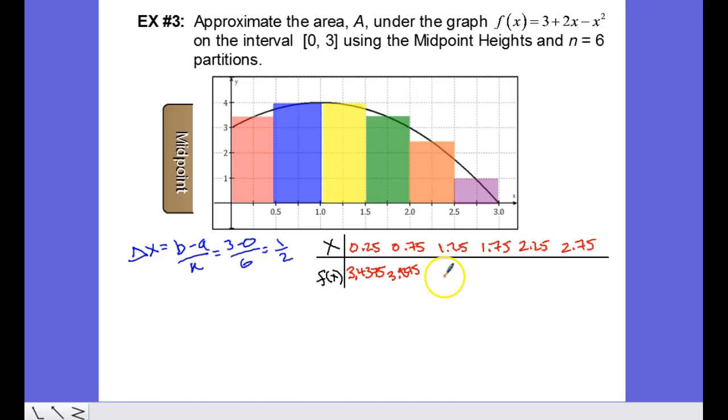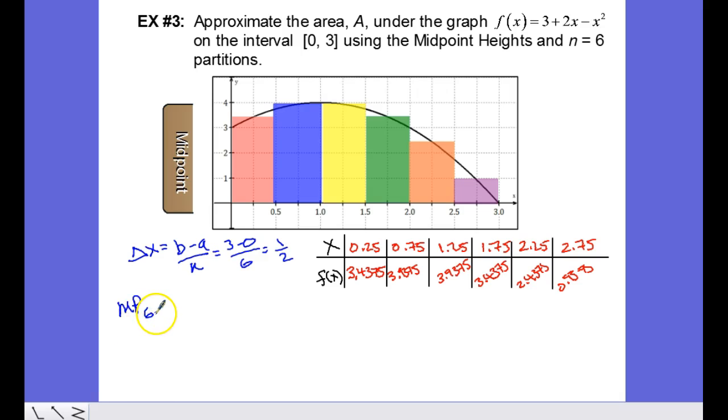So 3.9375, and then the same height again, 3.9375, and then for 1.75 we have 3.4375, 2.4375, and finally for 2.75, 0.9375.